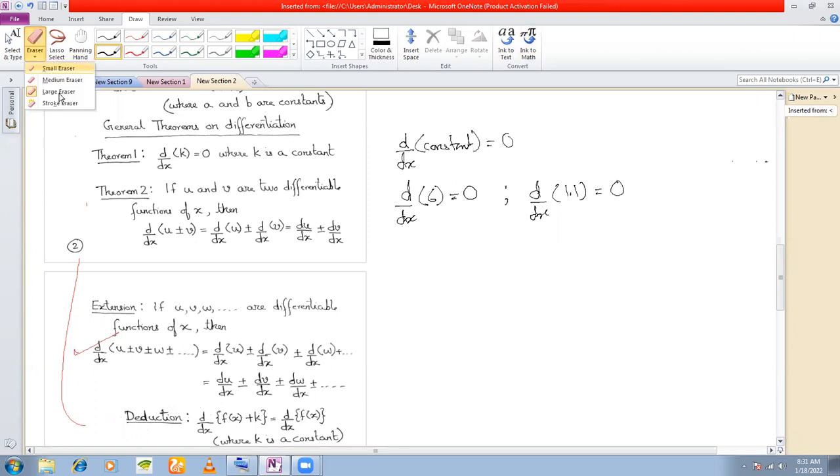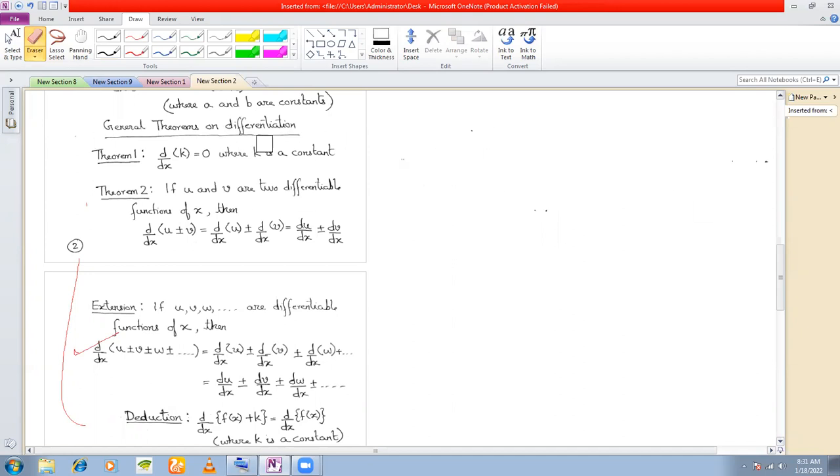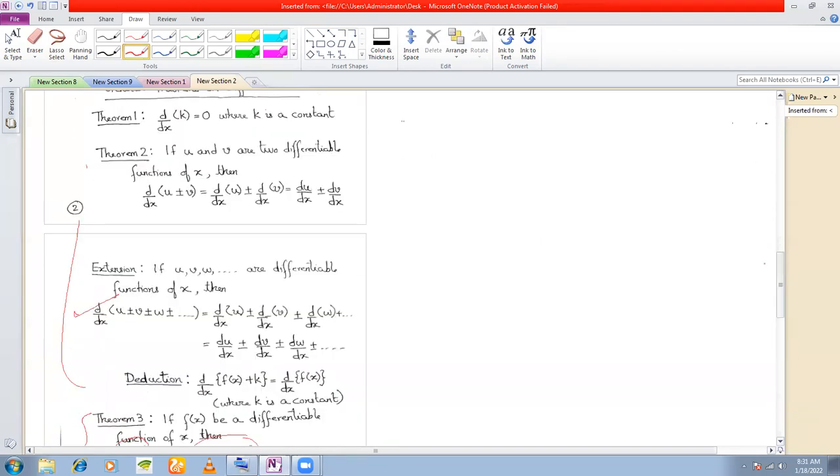The second rule is the addition rule. If u and v are two differentiable functions of x, okay, differentiable, again, what is differentiable? That is again something from limits. We'll not discuss when a function is differentiable and not differentiable; we'll discuss that in class 12. But for the time being, let's say u and v are two differentiable functions which can be differentiated. Then d/dx of u plus or minus v is written as d/dx of u plus or minus d/dx of v, which can also be written as du/dx plus or minus dv/dx.